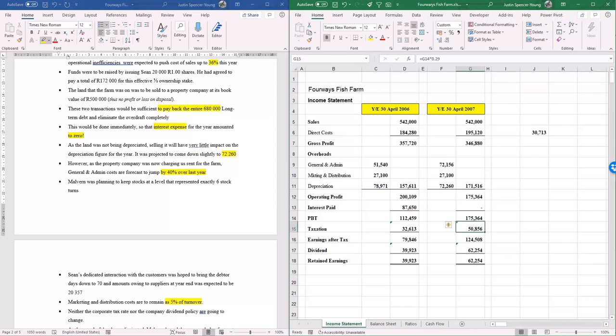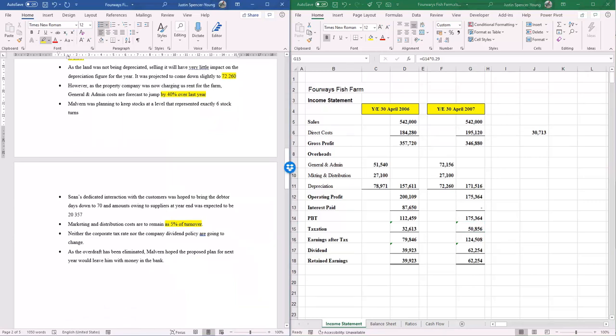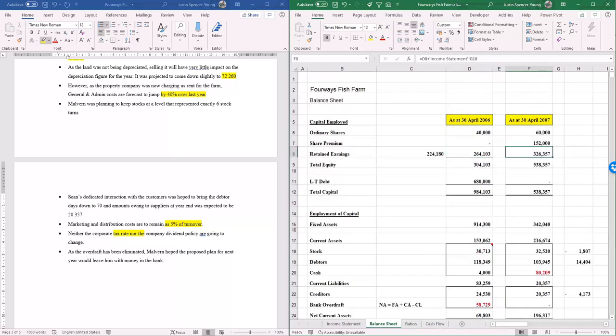Taxation 29%. Let's see, tax rate is no change. Dividend policy is not going to change. Neither of them are going to change. All right, so therefore this is 29%. Get this profit, take half of it, pay it out as a dividend. 62,254 is our retained earnings number. Let's take that to the balance sheet. Add it to the existing retained earnings. Cumulative, we get the new number.